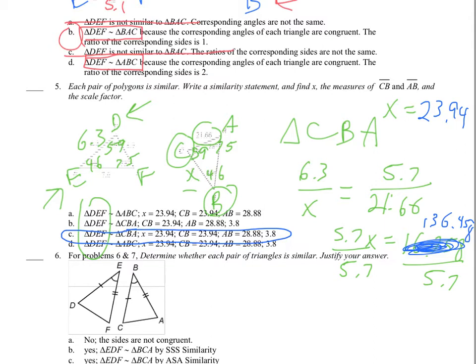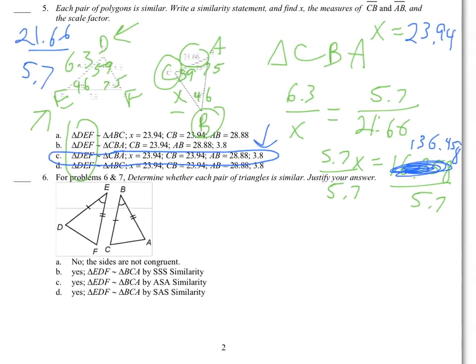If x is that value, then that means that the length of CB is the same value, and AB would be, we could do a ratio, but what we see from the answer choices is that that's the only one that can possibly be correct. And we can find this scale factor by taking the corresponding side, such as 21.66 divided by 5.7. That's going to give us 3.8, which is the scale factor right here.